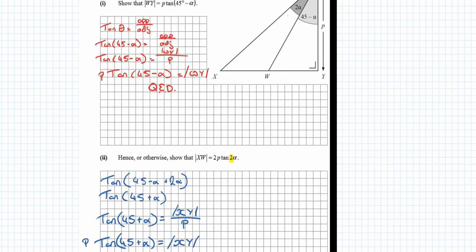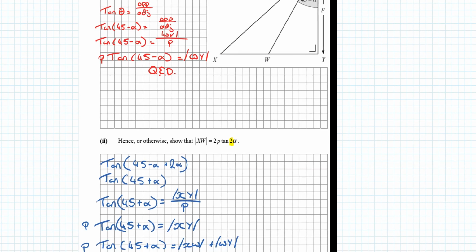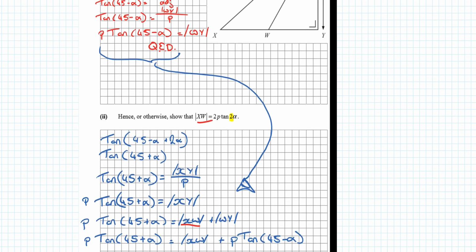Multiply both sides by P, and we don't want to get XY on its own. We want to get XW, but this length XY is XW plus WY. So you could replace that XY with the XW, which is what I want to find, plus WY. And this is where the hence comes in, because I know this can be brought in there, because I know that's what WY is. Okay, fantastic. Now I've got two things that look relatively similar: tan 45 plus alpha, tan 45 minus alpha.